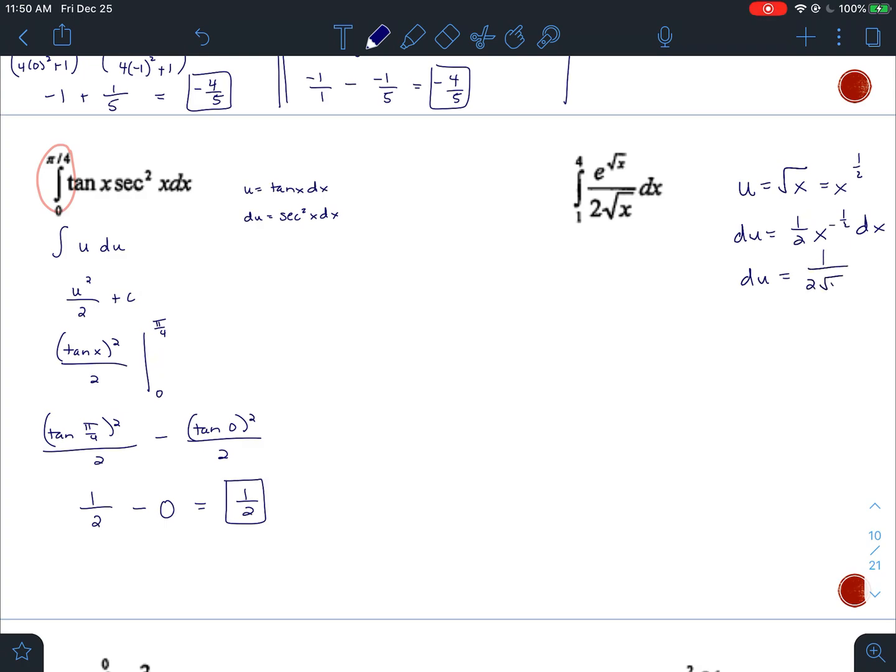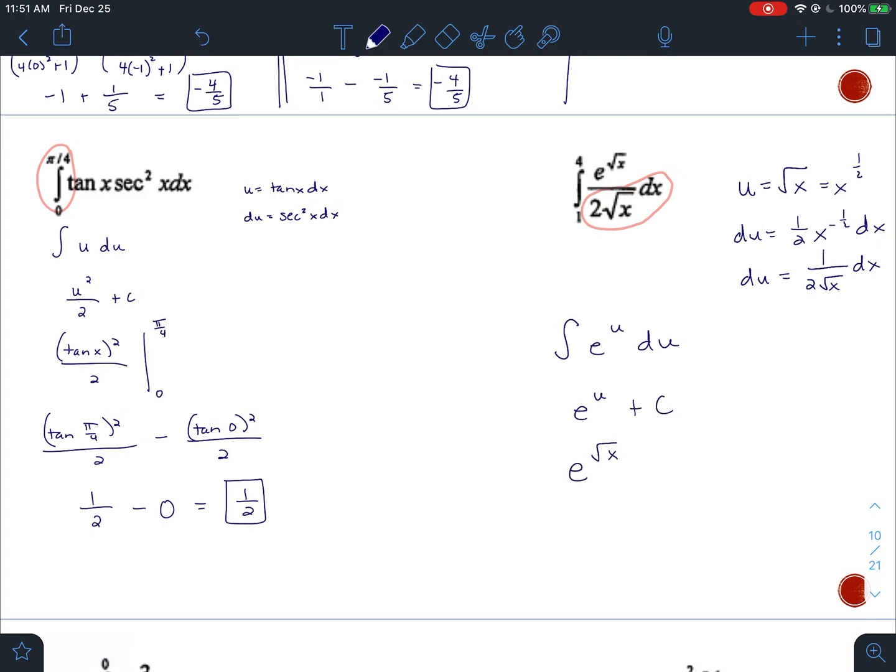The x to the 1/2 would move down to the denominator with the 2, and x to the 1/2 is the square root of x. So it'll be 1 over 2 root x and then dx. So notice the 1 over 2 root x dx is right here, because that 2 root x is in the denominator. So that whole du is there. So this is going to be the integral of e to the u du. And if I integrate e to the u, I get e to the u.